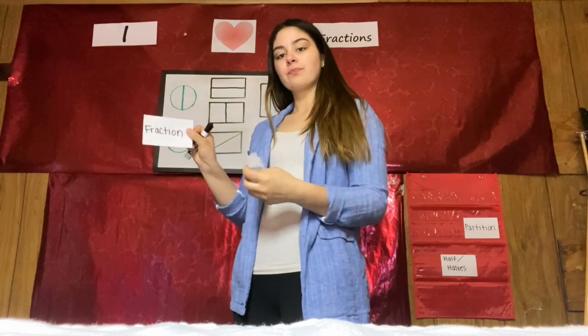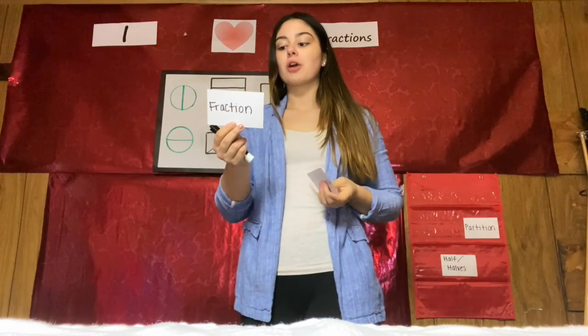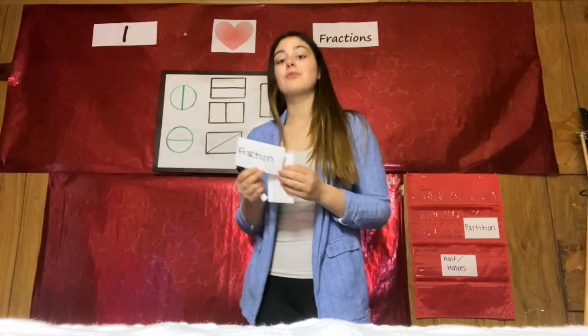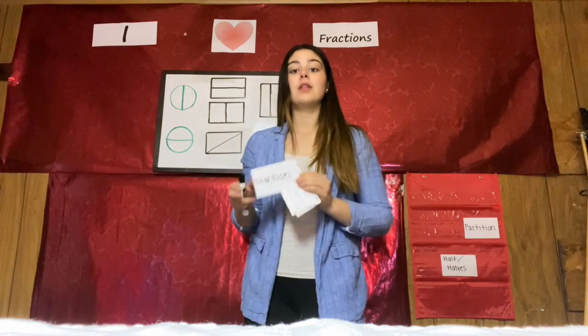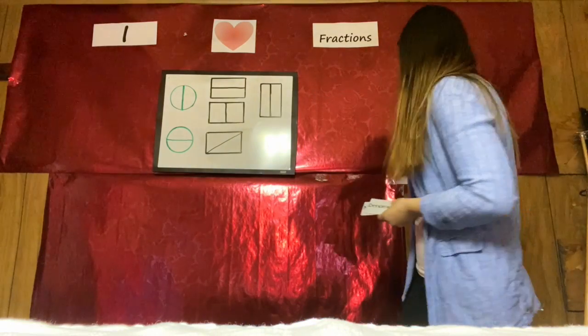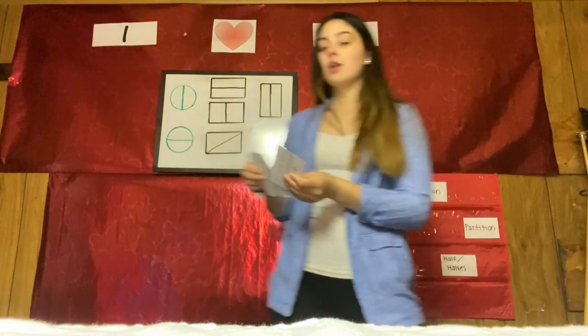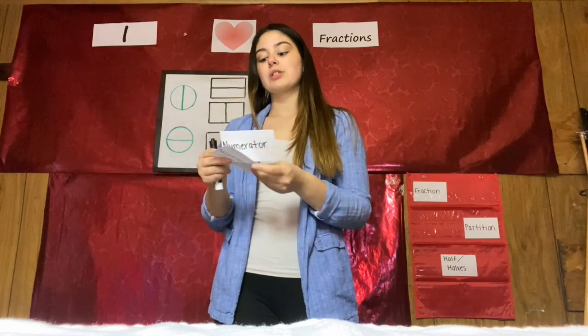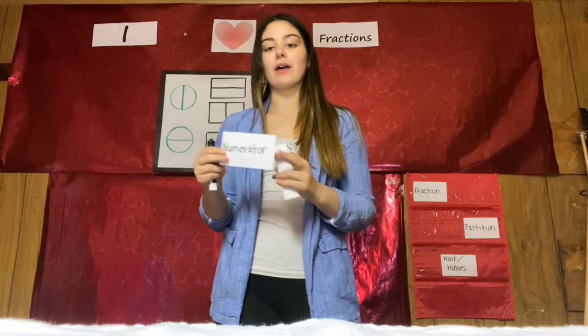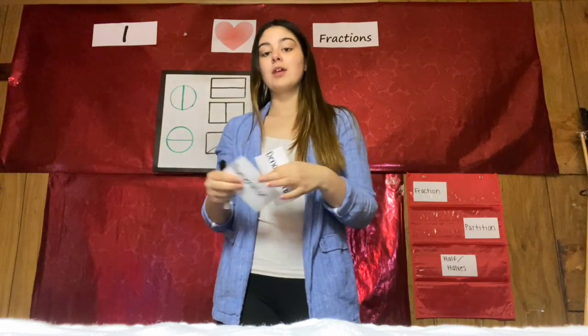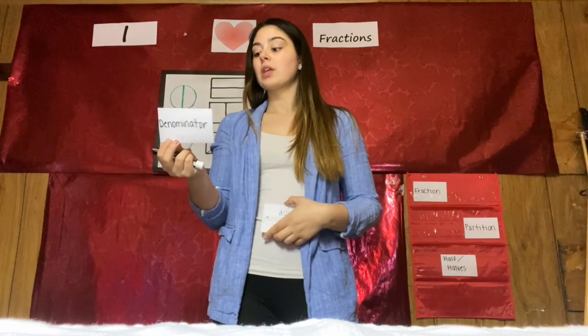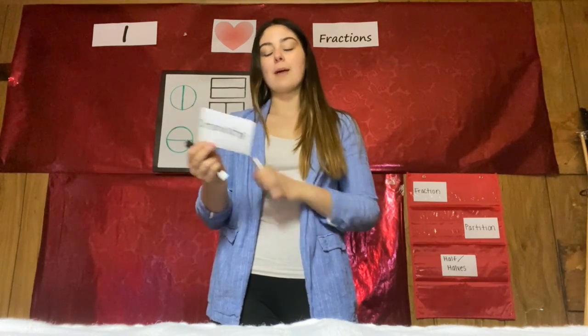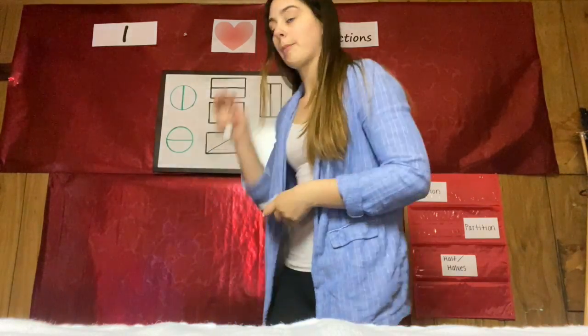A fraction represents equal parts or shares of a whole. A fraction has two parts, the numerator and the denominator. The numerator represents how many parts of a whole you have, or the top number. And the denominator is the total number of parts that make up the whole, or the bottom number.